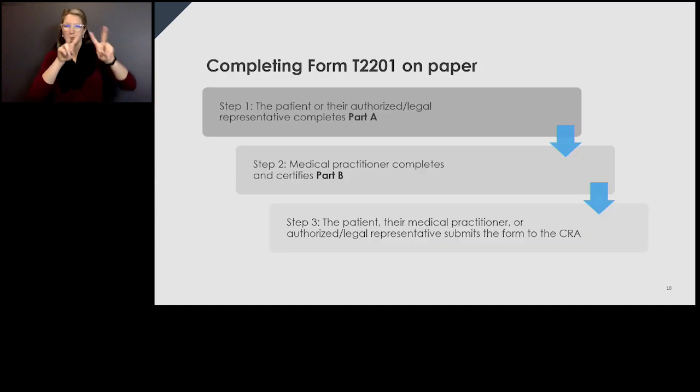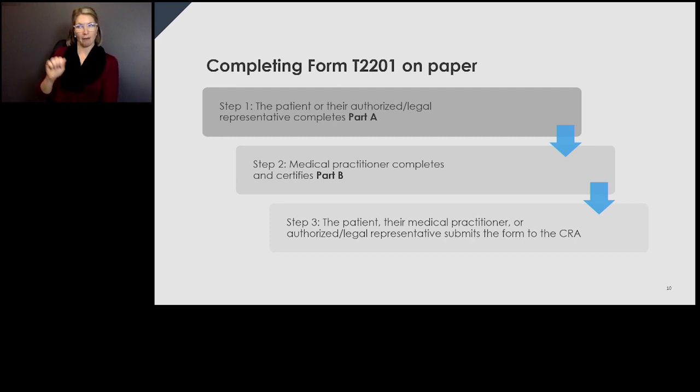Now we'll take a look at the steps for filling out the paper version of Form T2201. When applying for the DTC on paper, there are 3 steps. Step 1, the patient or their authorized legal representative fills out and signs the sections that apply to them in Part A of Form T2201. Step 2, the patient or their authorized legal representative asks the medical practitioner to fill out and certify Part B of Form T2201. And Step 3, the patient or authorized legal representative or the medical practitioner sends the form to the CRA.